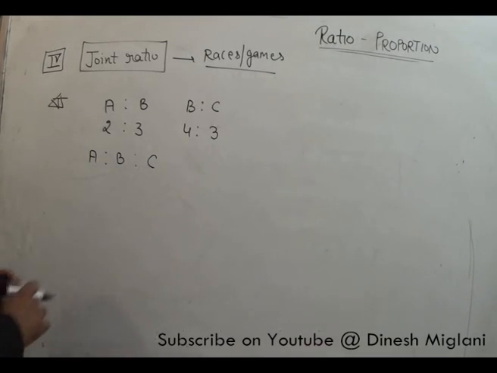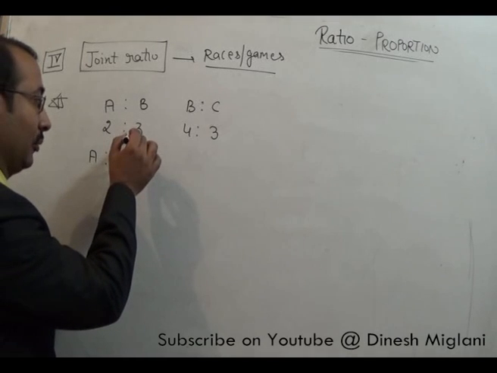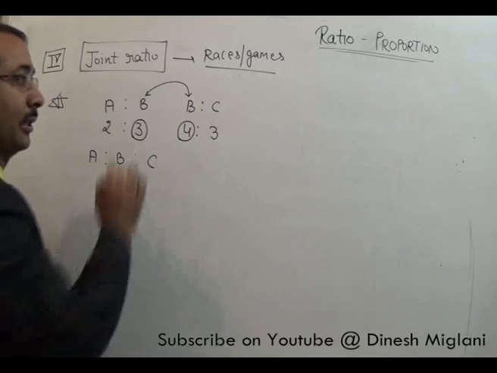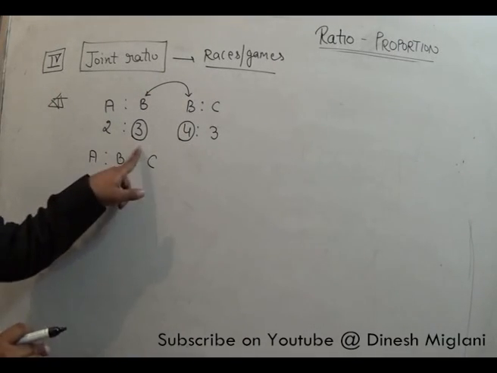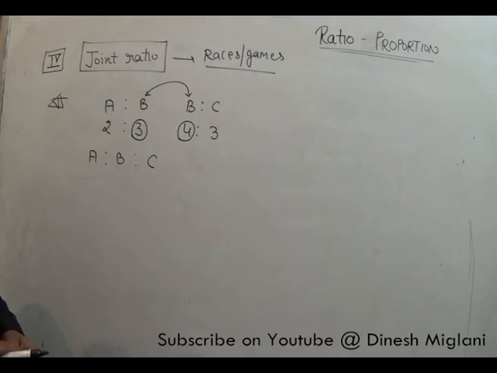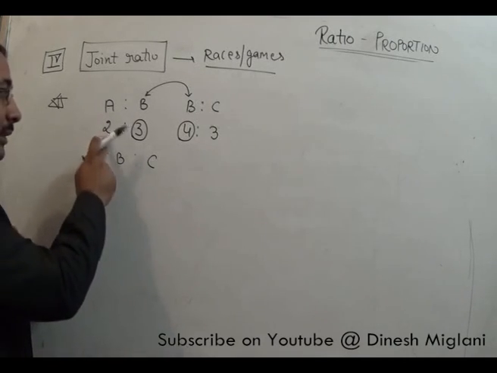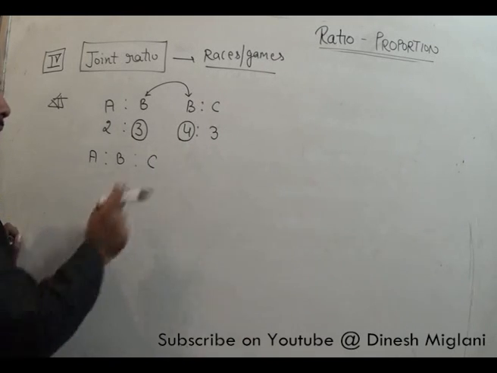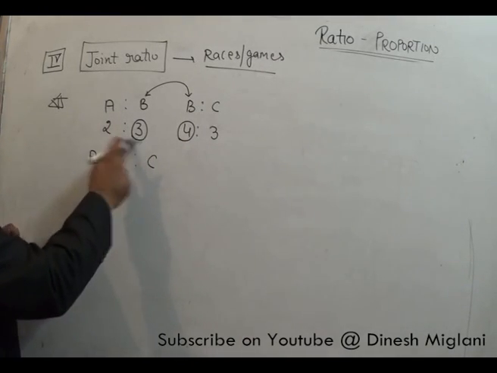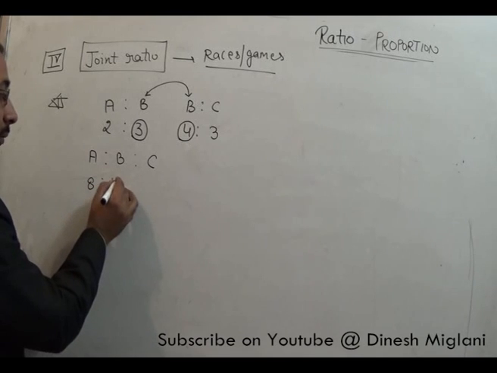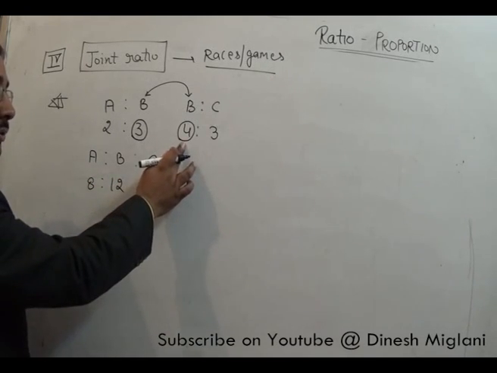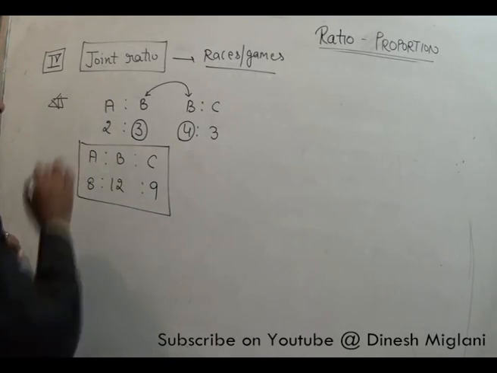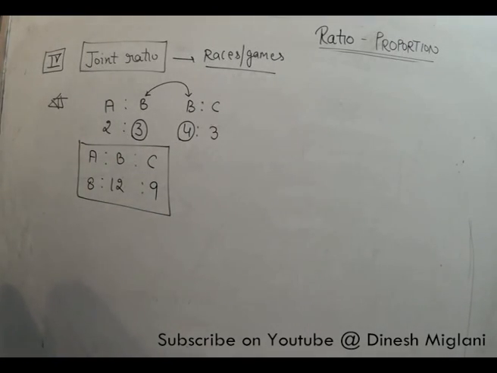How can I combine them? To combine both, we have to make the common terms equal. I have to make this B equal. Here B is 3 and here B is 4. I want to make both equal. I will multiply this by 4, that becomes 12. If I multiply this by 3, it becomes 12. So if I multiply this by 4, it becomes 8 is to 12. If I multiply this by 3, that would be 9. So I can say the ratio of A ratio B ratio C is 8 ratio 12 ratio 9.